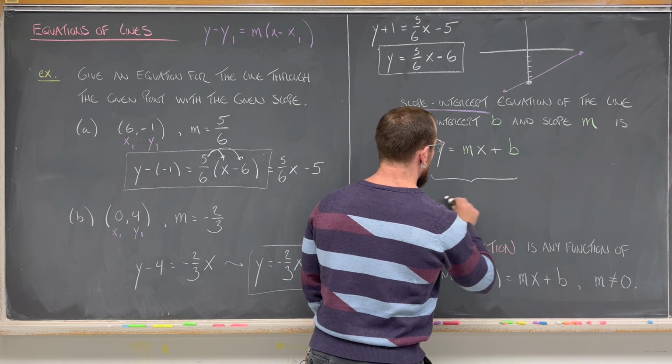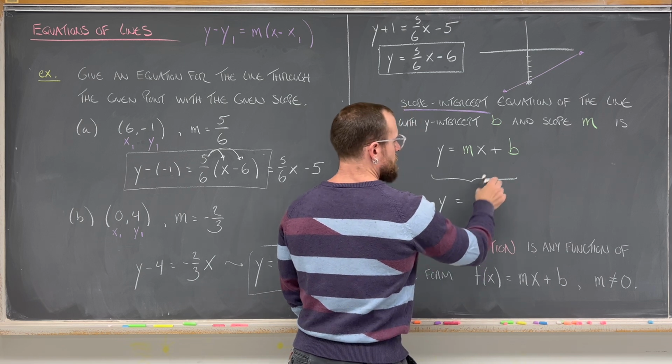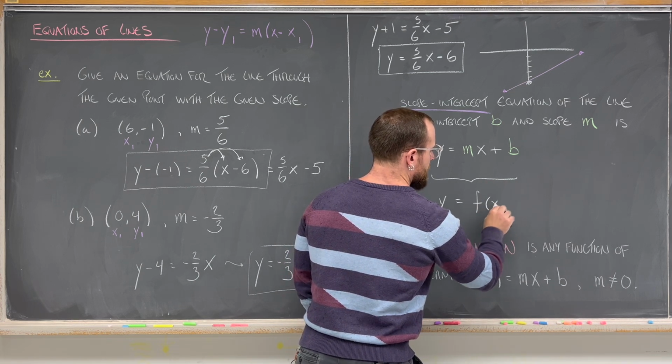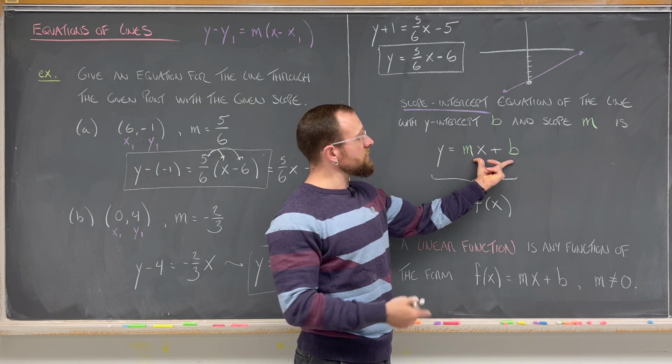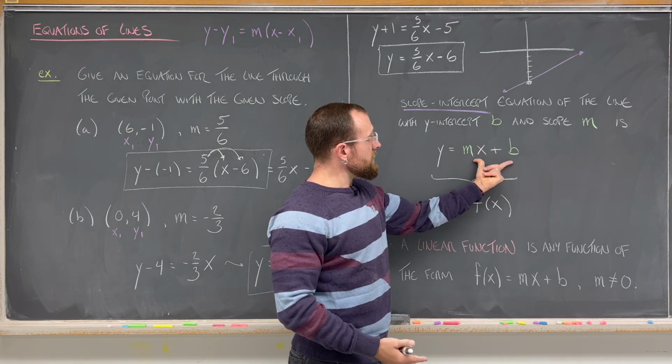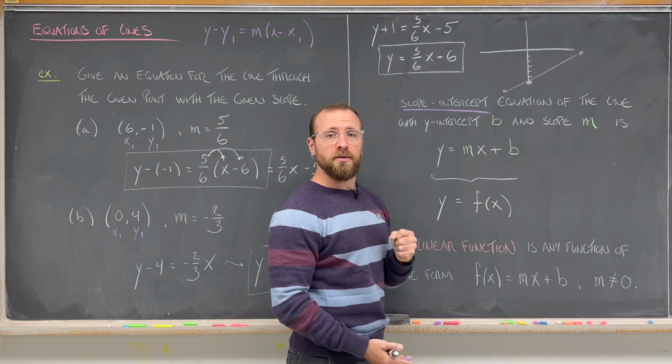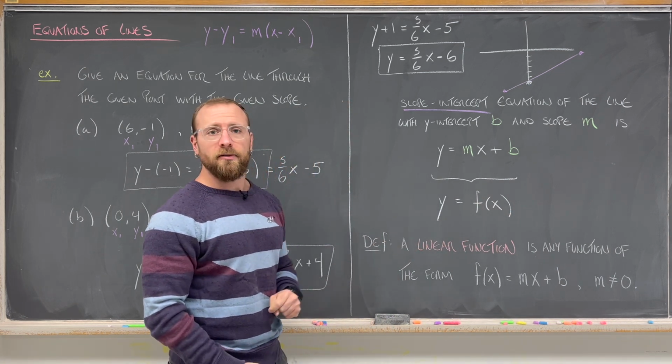It has the form y equals a function of x. What I'm saying is you can think of this right-hand side as a function of x. There's no y's over here. It's a function of x, and it's a very simple function of x. It's what we call a linear function.